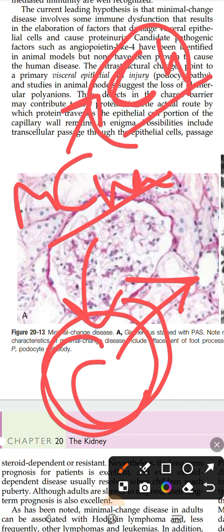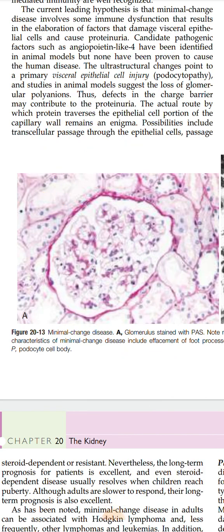And one more important thing, which may be asked in your question, though it has not been asked yet: Hodgkin lymphoma is particularly associated with minimal change disease. Okay, so let's come towards its morphology.